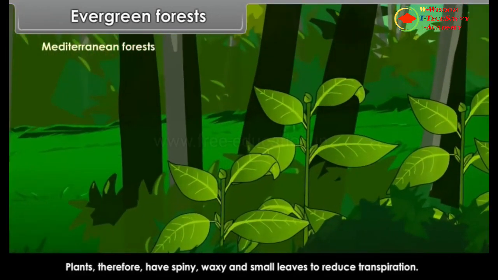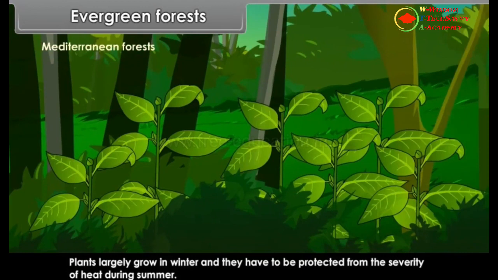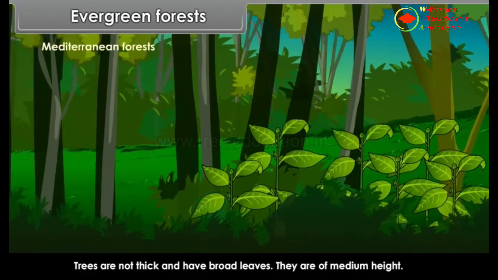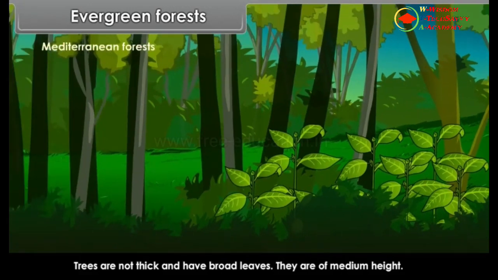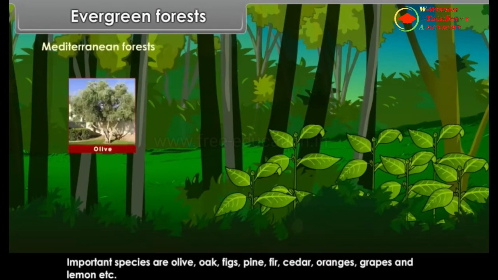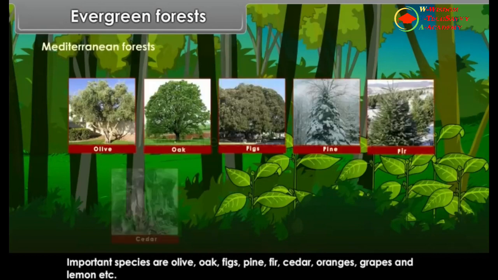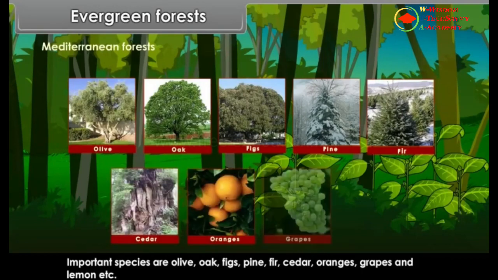Plants therefore have spiny, waxy, and small leaves to reduce transpiration. Plants largely grow in winter, and they have to be protected from the severity of heat during summer. Trees are not thick and have broad leaves. They are of medium height. Important species are olive, oak, figs, pine, fir, cedar, oranges, grapes, and lemon, etc.